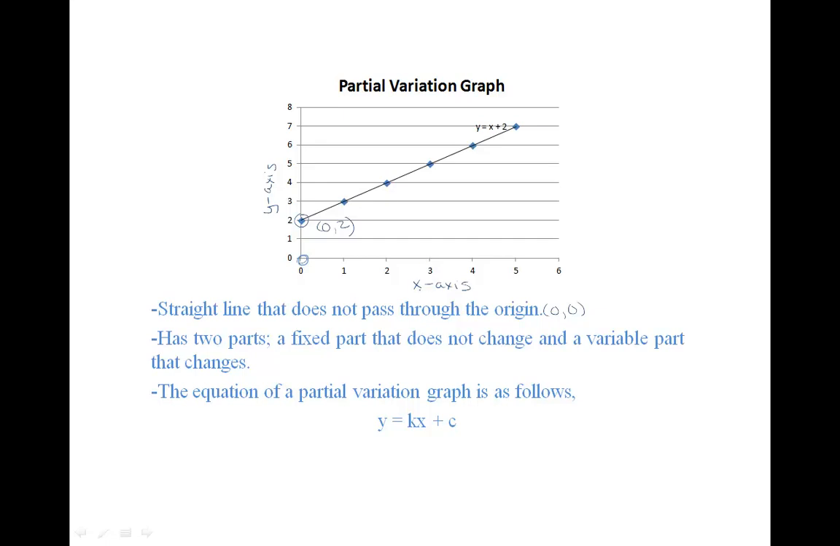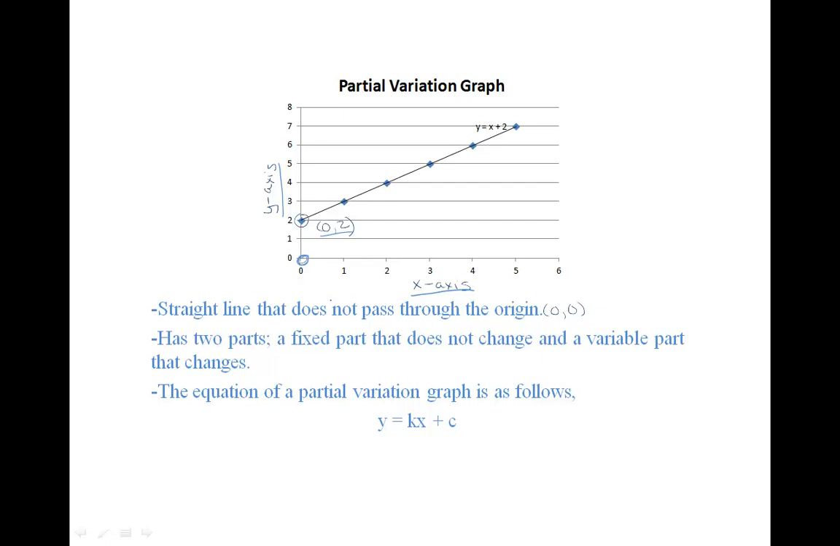The following graph is an example of a partial variation graph. This is the x-axis, and this is the y-axis. A partial variation graph is a straight line that does not pass through the origin. In this graph, the line passes through the point (0, 2).